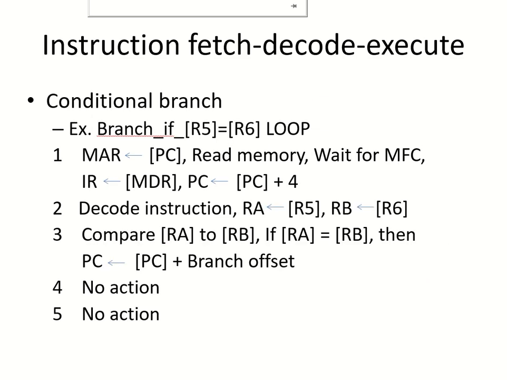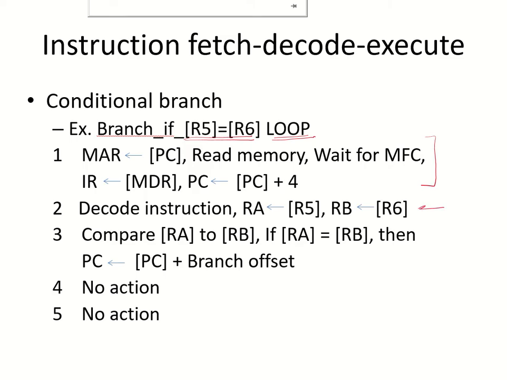What happens if we have a conditional branch instruction like this? Branch if R5 is equal to R6, go to loop. So there will be a branch only if this condition is satisfied. And this offset over here will be added to the program counter if the condition is true. So the fetch instruction stage is the same.